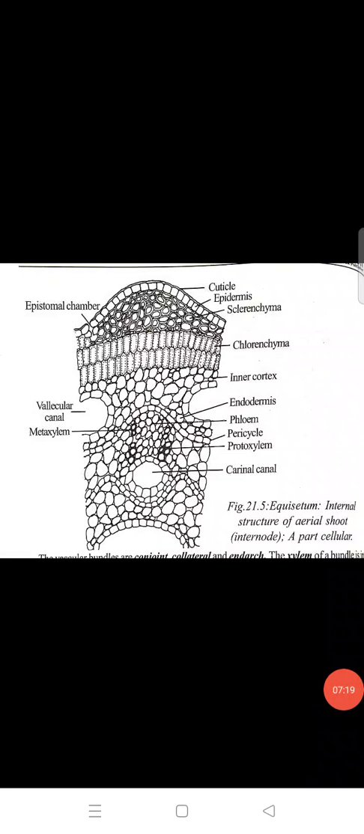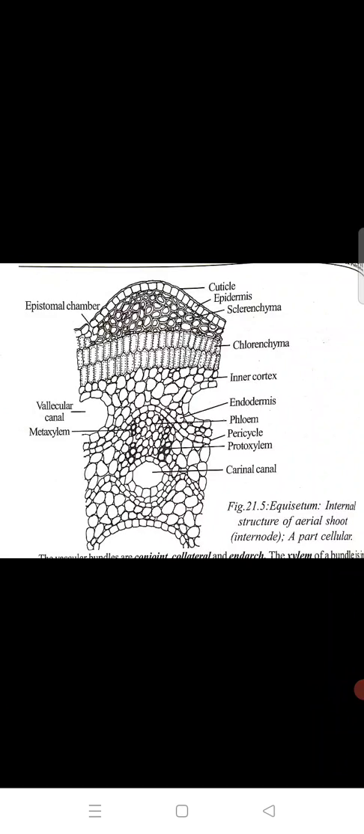So this is about the epidermis, and the next zone is the cortex. The cortex lies below the epidermis. It consists of an outer cortex and inner cortex. So the cortex can be differentiated into outer cortex and inner cortex. The outer cortex is made up of sclerenchyma and chlorenchyma. So in this picture there is a presence of the outer cortex. It has both sclerenchyma and chlorenchyma cells.